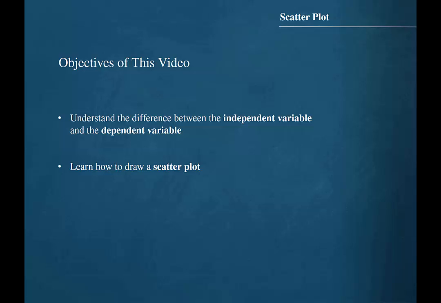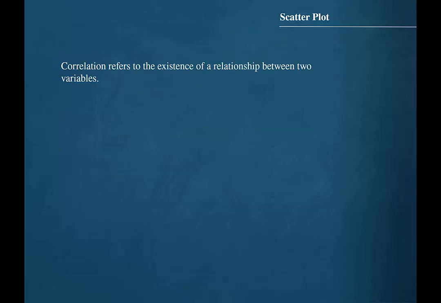The objectives of this video are to understand the difference between the independent variable and the dependent variable, and learn how to draw a scatter plot. Correlation refers to the existence of a relationship between two variables.